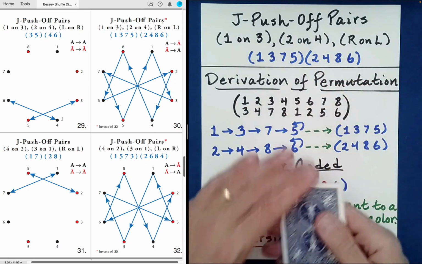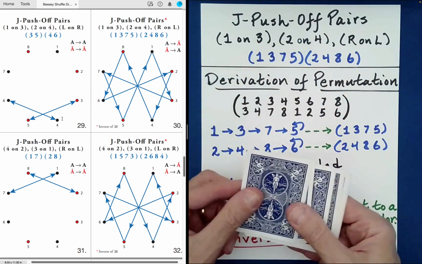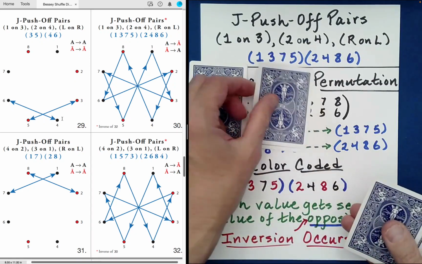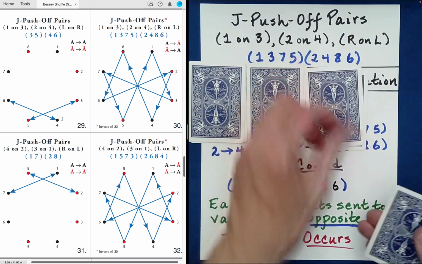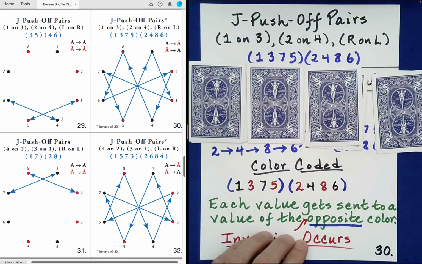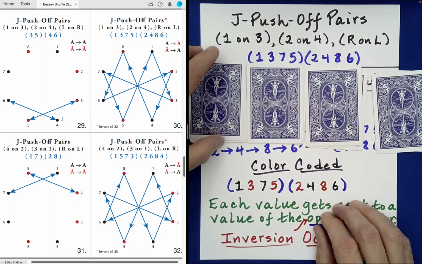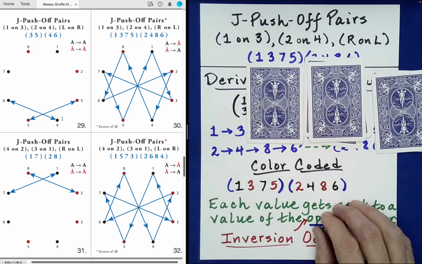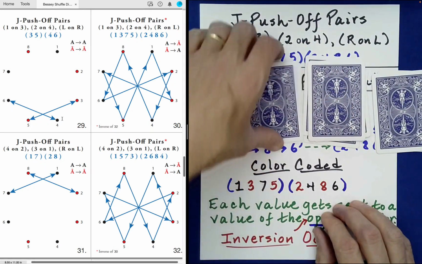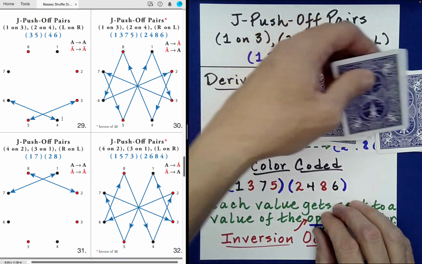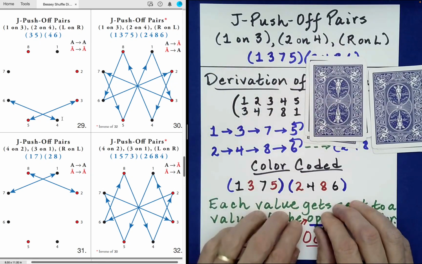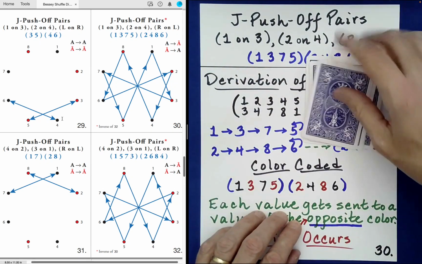Okay, so let's go ahead and just perform this shuffle again. So we're pushing off pairs. So you just push off 2, push off 2, push off 2, and then push off 2. The stacking is this leapfrog stacking. So this pile 1 leaps over pile 2 and lands on top of pile 3. Pile 2 leaps over what was pile 3 and lands on top of pile 4. And now here we're stacking the right pile on top of the left.